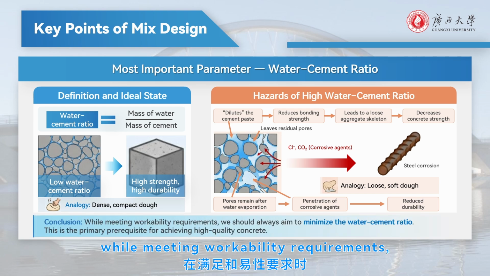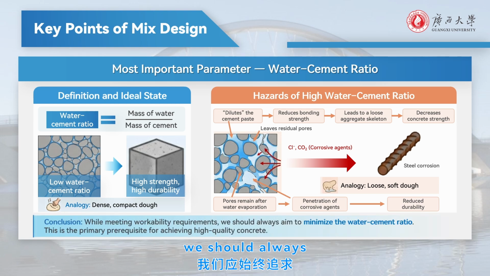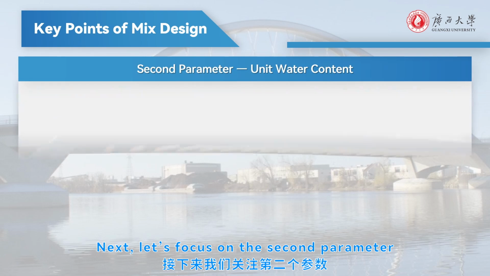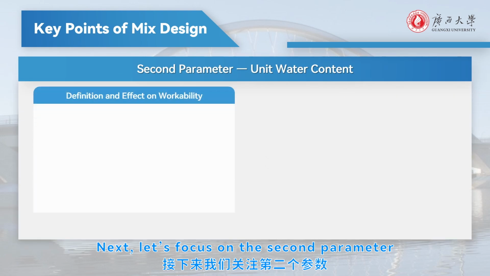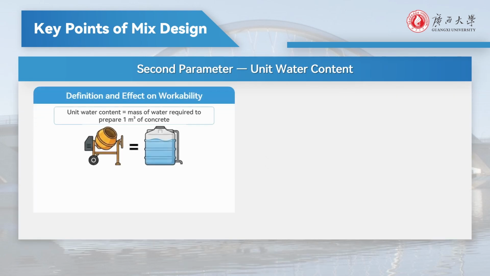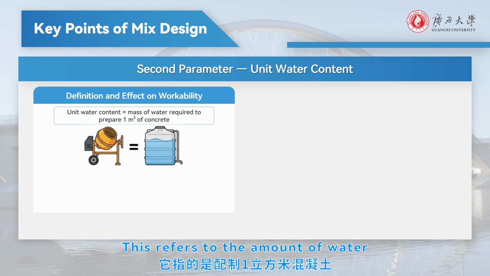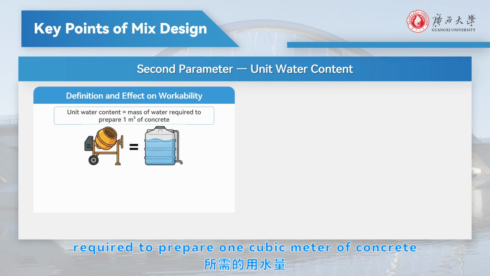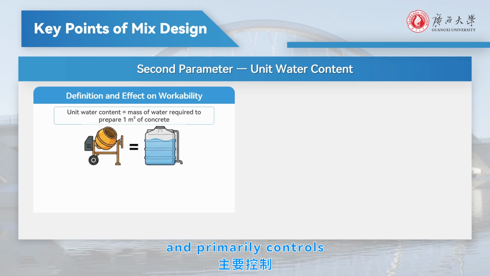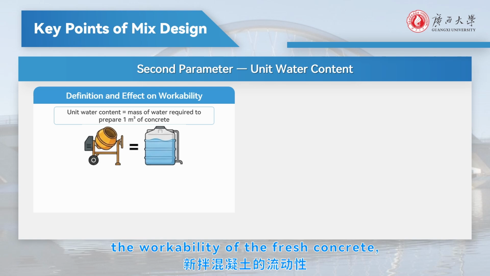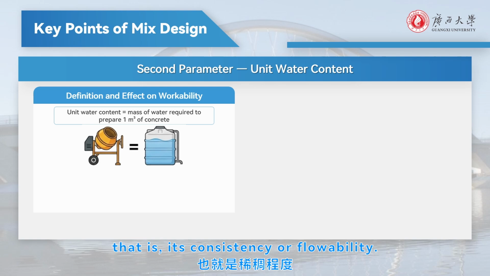Therefore, while meeting workability requirements, we should always aim to minimize the water-cement ratio. This is the primary prerequisite for achieving high-strength, high-durability concrete. Next, let's focus on the second parameter, the unit water content. This refers to the amount of water required to prepare 1 cubic meter of concrete and primarily controls the workability of the fresh concrete, that is, its consistency or flowability.